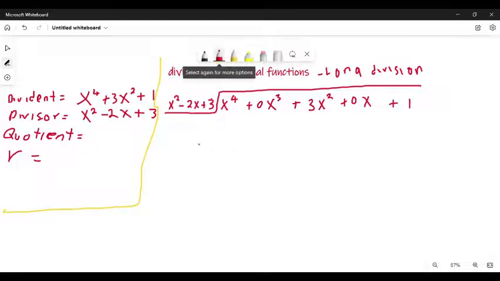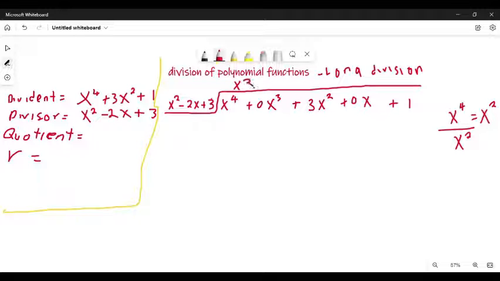Same procedure, you get the first term of the dividend, you divide it by the first term of your divisor. When you do that, you get x squared as the quotient. Then you write x squared there. Then you continue, you multiply this by all the terms of the divisor, so x squared by x squared is simply x to the power 4.